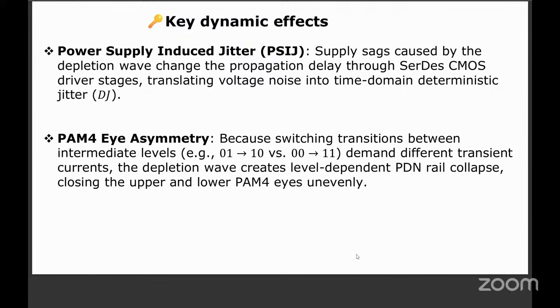PAM4 asymmetry, because switching transitions between intermediate levels, 0,1 to 1,0 versus 0,0 to 0,1, whether you are switching high or low, demand different transient currents. The depletion wave creates a level-dependent PDN rail collapse. The power supply planes are called the power rails. The ground, it is also called ground bounce. Ground will not be 0. It will be something higher than 0, closing the upper and lower PAM4 eyes unevenly. So now you don't get a wide open eye. The eye is closed. The next page, please.